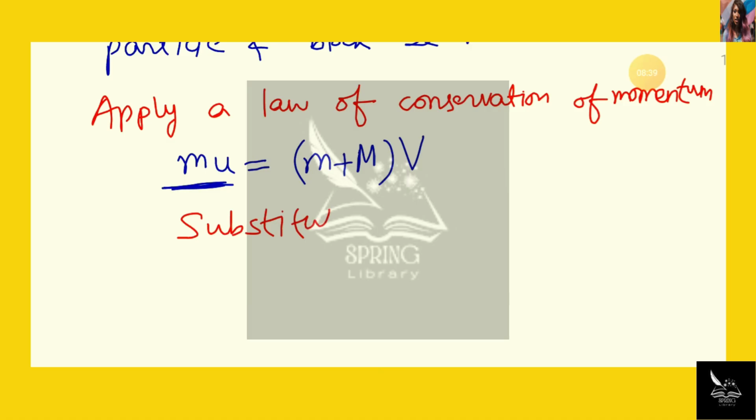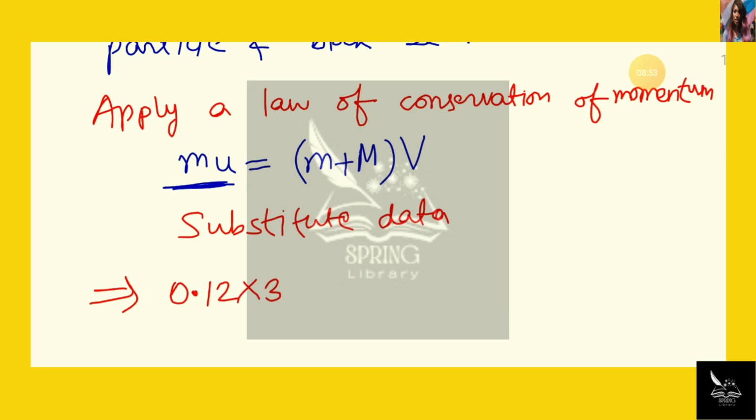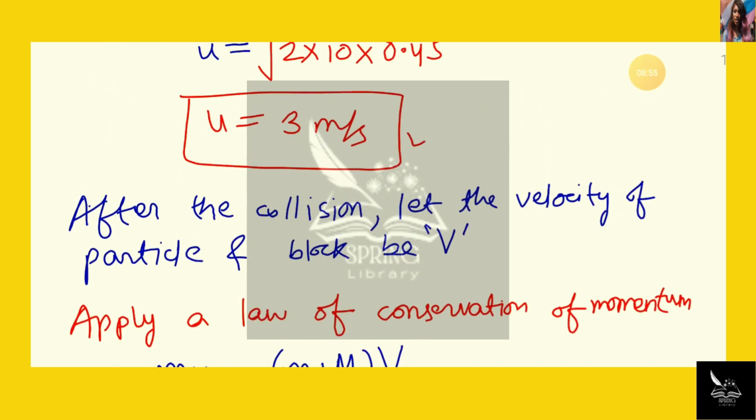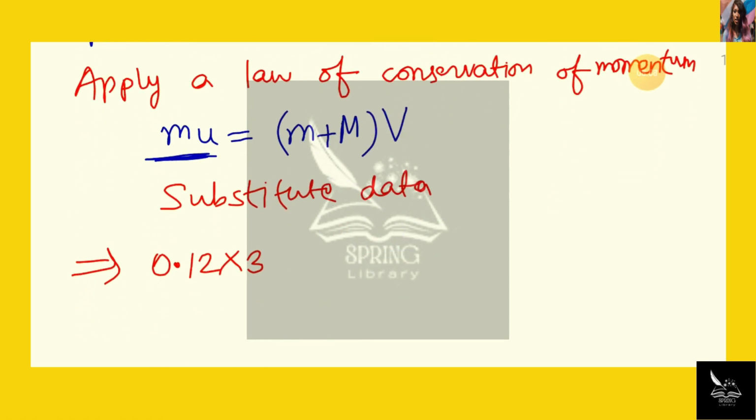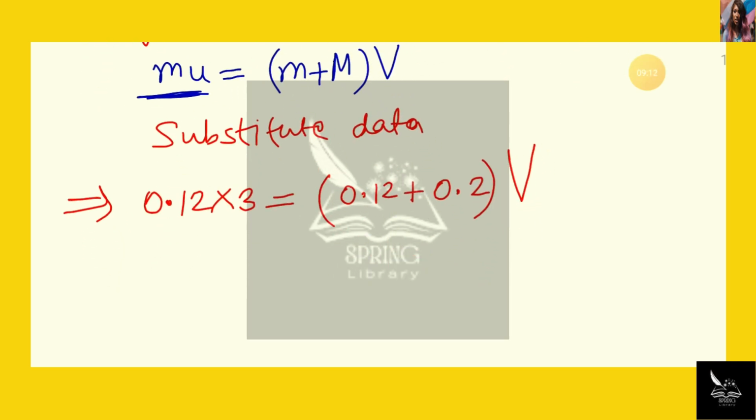So it will be written as, left side will be mu, means mu will be 0.12 multiplied by 3, where u is what I got in the above step, that is u equal to 3 meter per second. That will be equal to small m plus capital M, that is 0.12 plus 0.2, multiplied by capital V. So now simplify it, then I will get capital V equal to 9/8 meter per second.